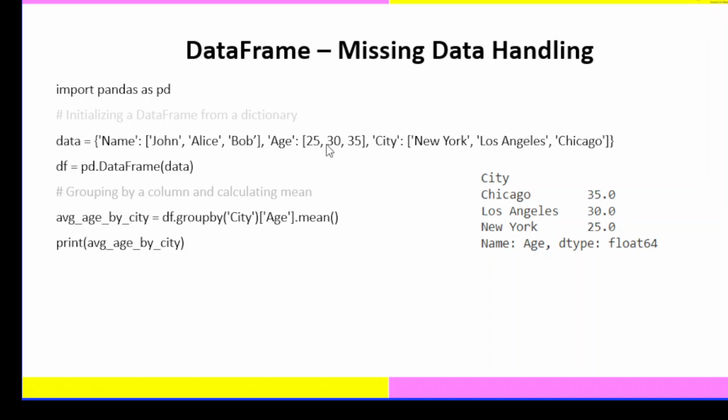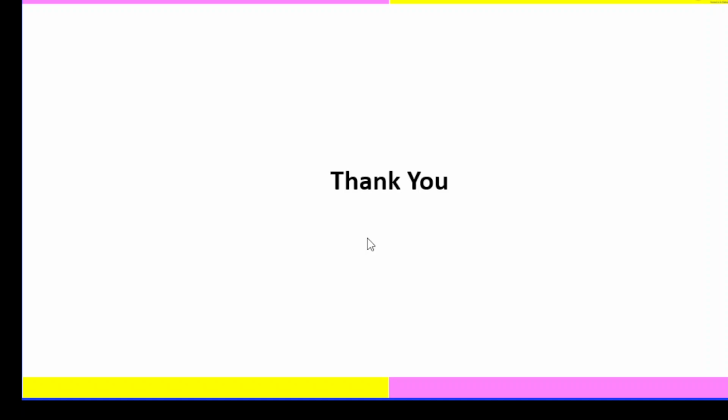So in case of the previous example, and this example, now what we are going to do is, based on city and then age, find out the mean. Based on the city, it is going to group by a column and then calculate the mean. So it is going to group by city, sort it, and then age wise. Based on city and age, it is going to calculate the mean. That's all about series and data frame. Thank you.